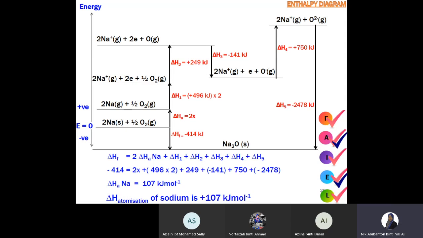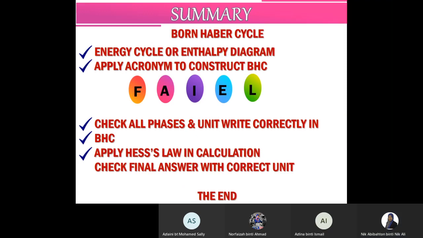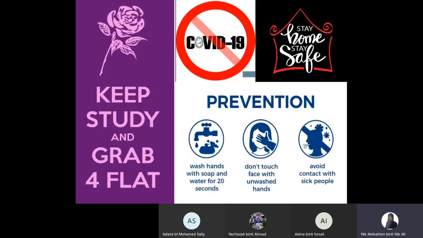So, finishing the exercise means we are done. Let us look at the summary. What we looked at just now is the Born-Haber cycle. In the Born-Haber cycle, you can construct it as either an energy cycle or an enthalpy diagram. It's up to you which one you want. Both are accepted in the exam. And we apply the acronym FAIL to construct the Born-Haber cycle. Check all the phases and units correctly in the Born-Haber cycle. And we apply Hess's law in the calculation. Lastly, make sure you check your final answer with the correct unit. I think that's all from me for the thermochemistry.